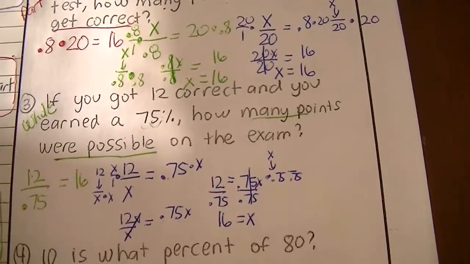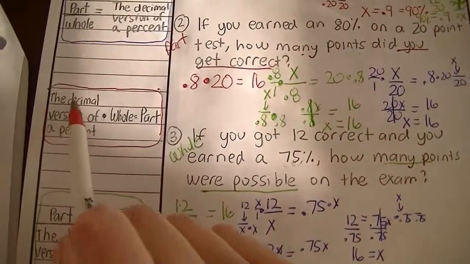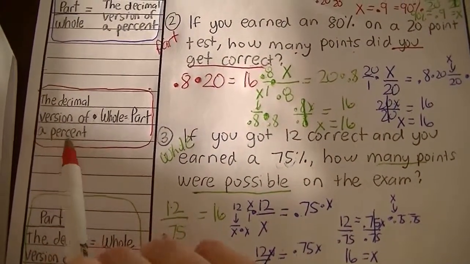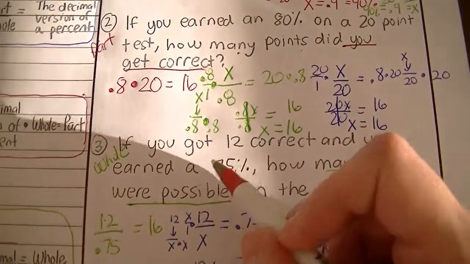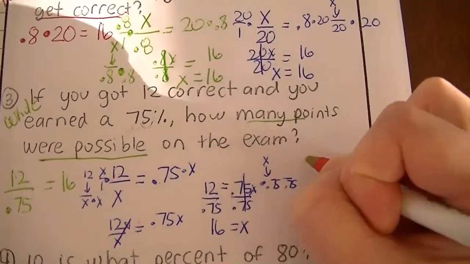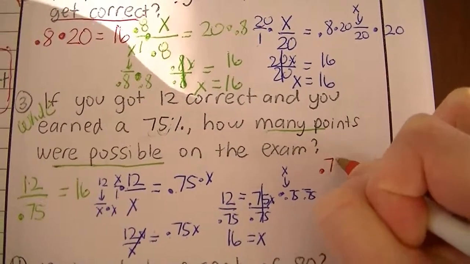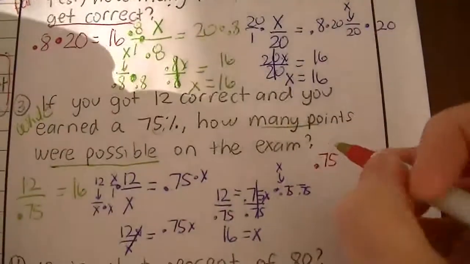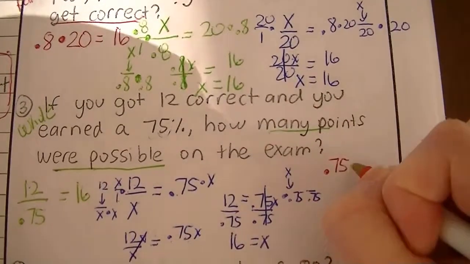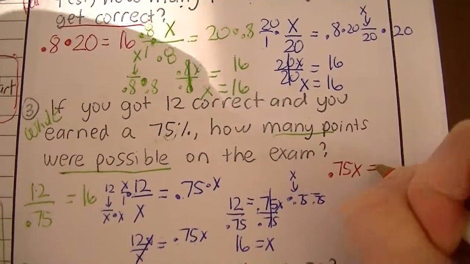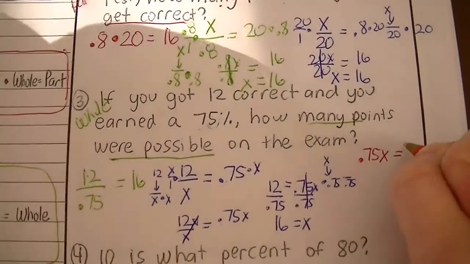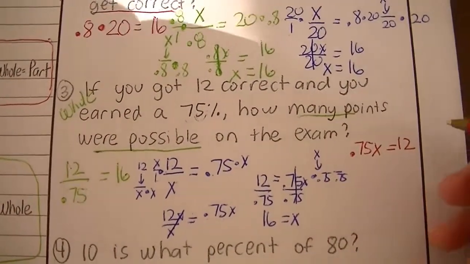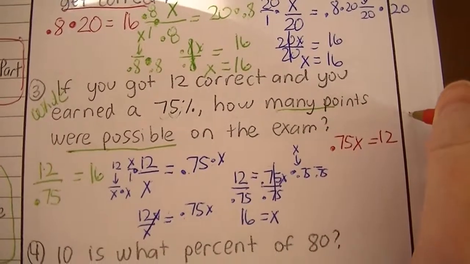All right, the third equation that we haven't tried yet, or this one right here, the decimal version of the percent times the whole will give you the part. So the decimal version of the percent is 0.75, 75 hundredths, times the whole. We don't know the whole, right, because we're solving for that, so I'm going to keep it as a variable. And that will give you the part. So the part was 12, so I'm going to put the 12 right there. All right, so this is in a good form that you're used to solving for.